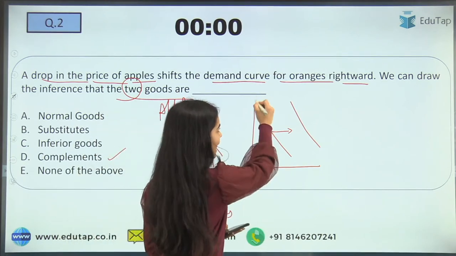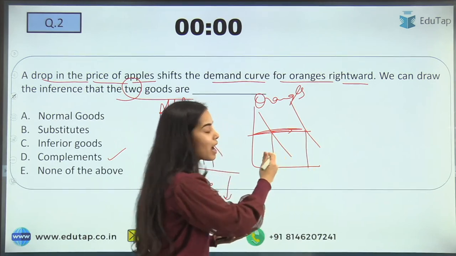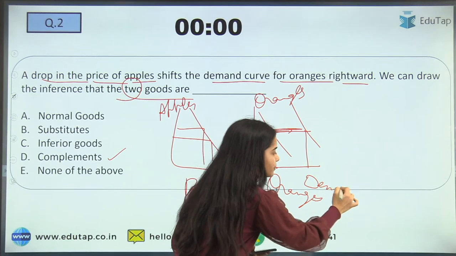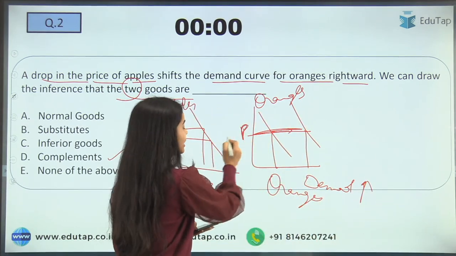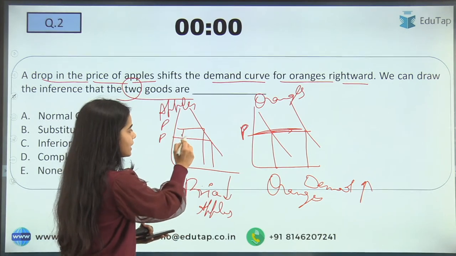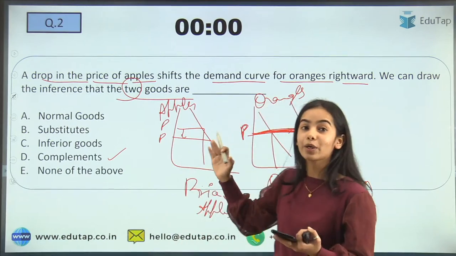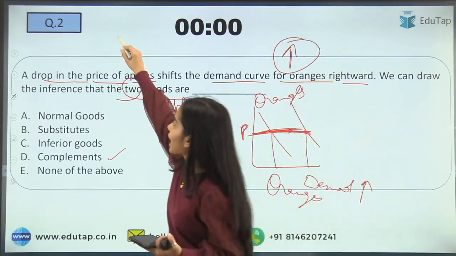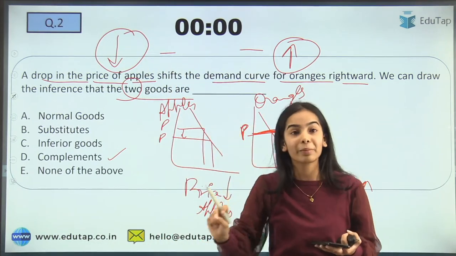Price of apples decreased, and due to that, what happened? At the same price, the demand for oranges increased. So the price of oranges is the same, the price of apples has decreased, and due to that the demand for oranges increased. A rightward shift in demand means that demand is increasing when the price of the other good is decreasing, and the inverse relationship is that of complementary goods.